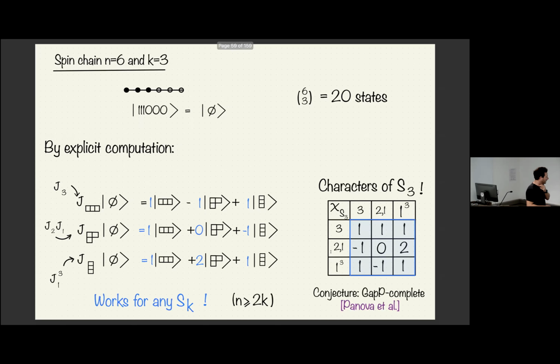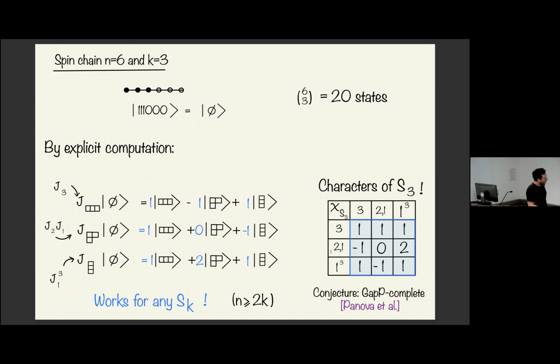And the claim is that this works for any S_K, for any symmetric group, as long as you choose n greater or equal than 2K. The reason is that if you want to consider all partitions of size K, the tallest it can be is if it's all vertical with K boxes, and the widest it can be is if it's just one row with K boxes. But remember, this all has to sit inside a box of size K times n minus K. So you need to choose n to be 2K so it can fit the horizontal.